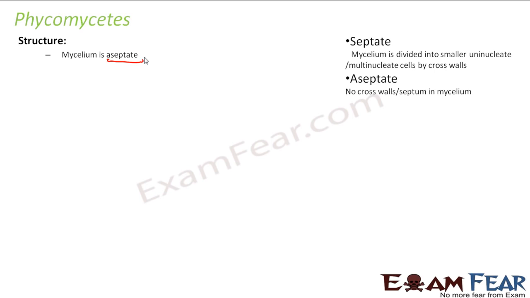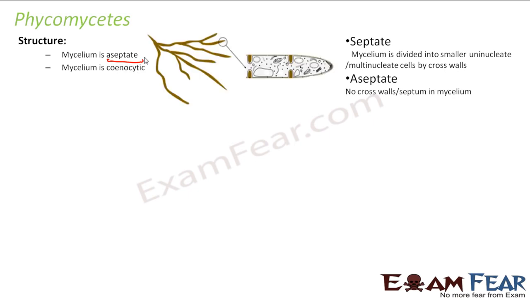Aseptate means there is no cross wall present. Inside the mycelium, the entire cytoplasm with all the cell organelles is mixed up and flowing together. There is no separation. That is aseptate. This is how it looks. If you look at the picture, this brown colored structure is your septum. If this structure is not present, then it is known as aseptate.